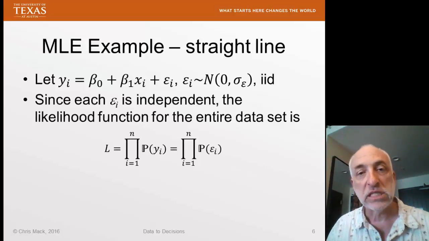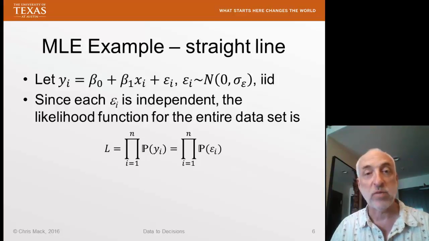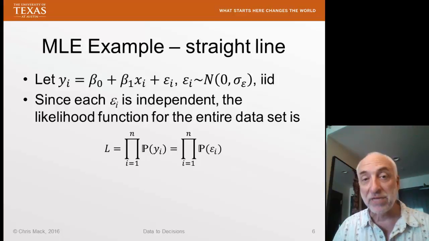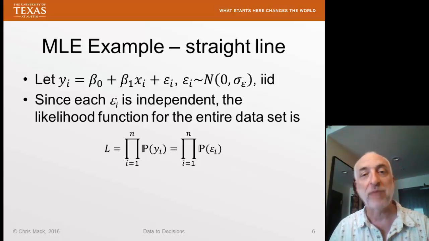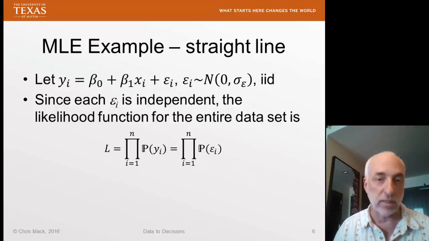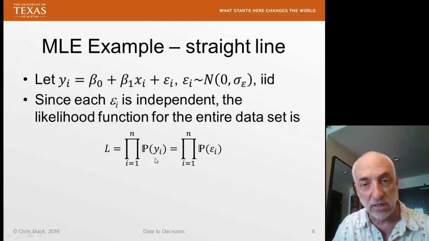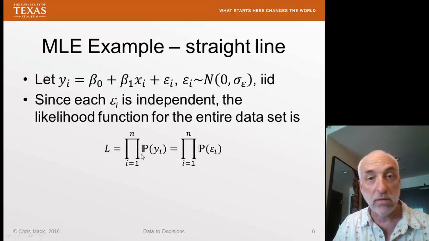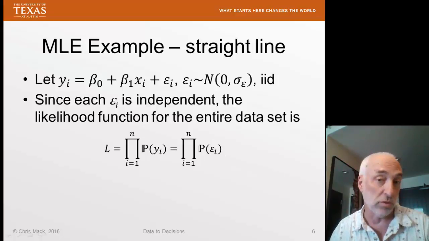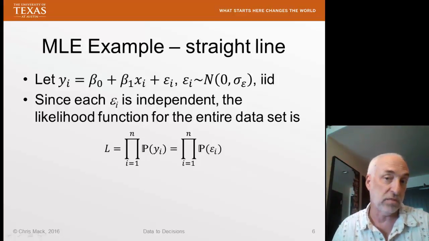Now, since each data point is independent, the probability of getting a specific set of y_i's will be the product of the probabilities of each individual y_i. This comes from the assumption of independence. So my likelihood function will be the product of the probability of getting any specific data point. And that probability is the probability of getting any specific residual, since the model is fixed.